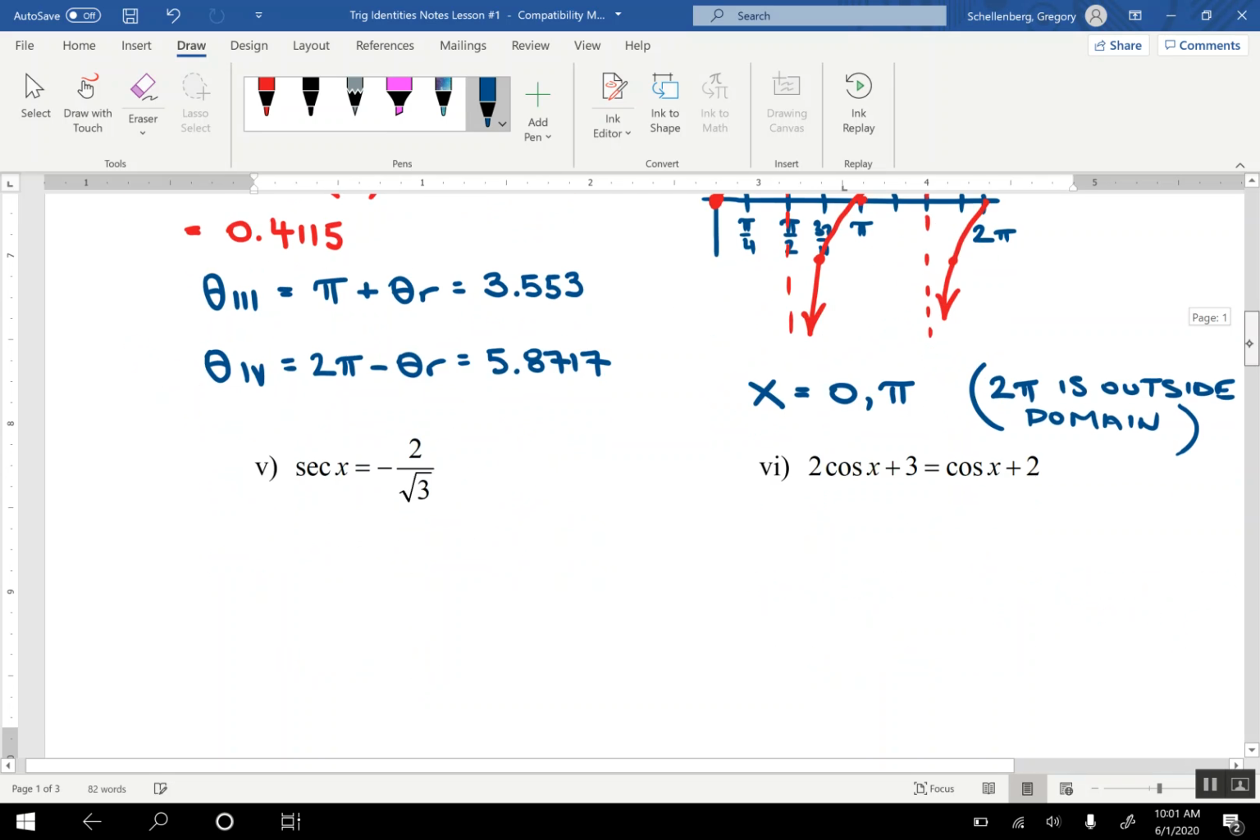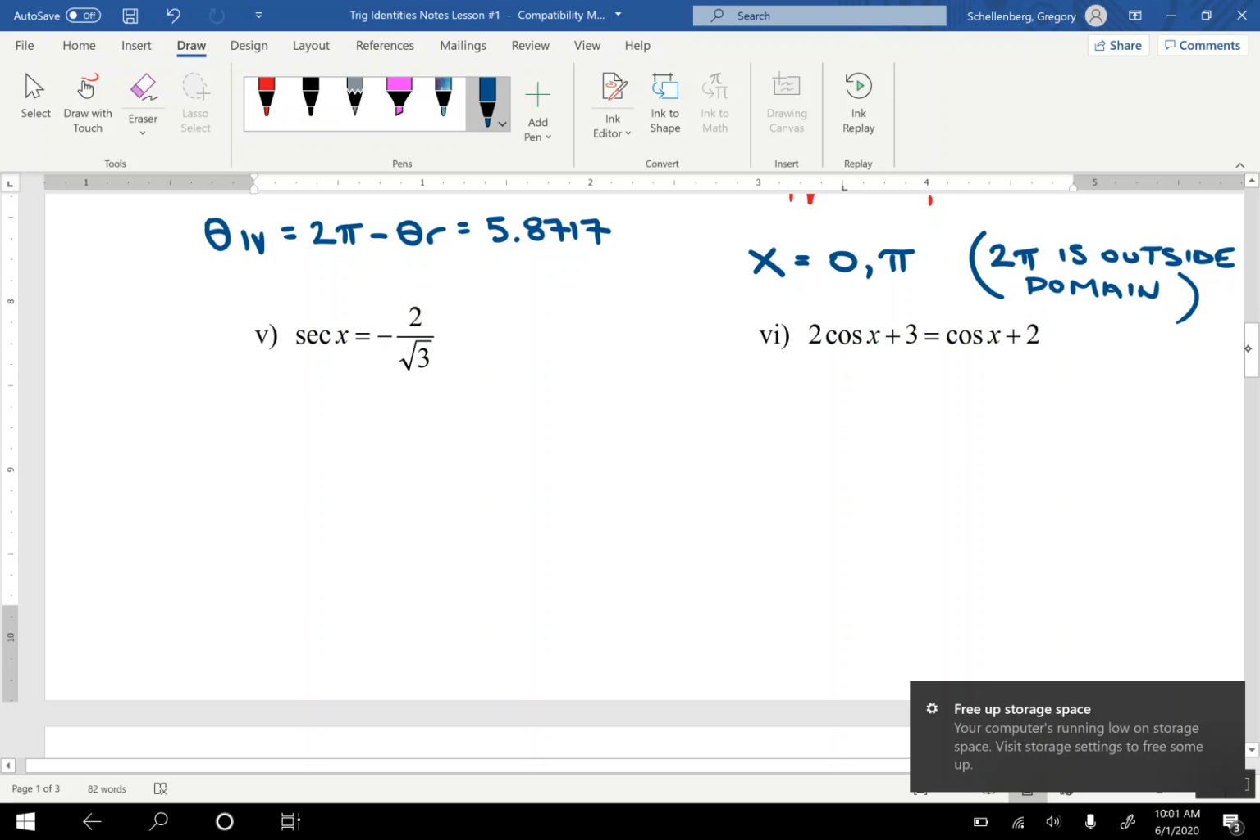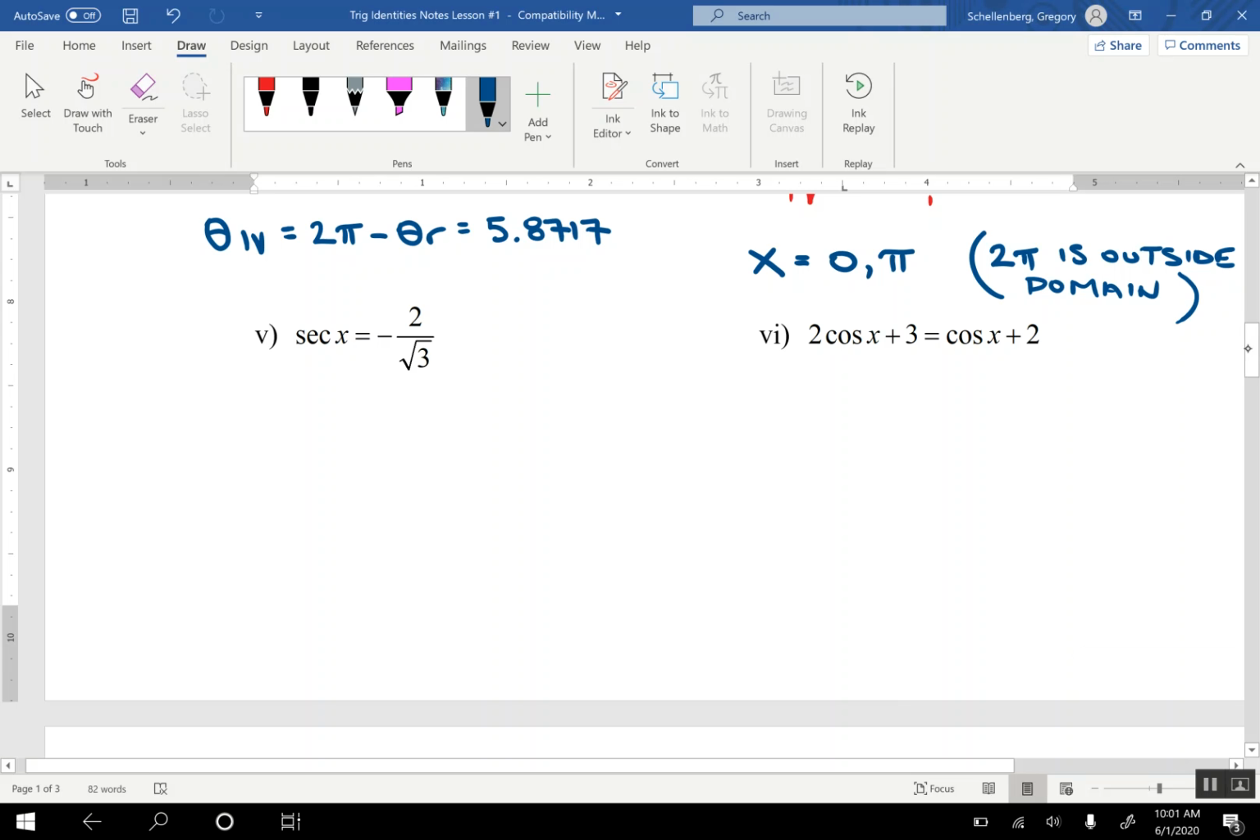Okay, next one. So we've got the secant of x is equal to negative 2 over the square root of 3. So remember that secant is cosine's reciprocal. So cosine is equal to the adjacent divided by the hypotenuse. So this is going to be equal to the hypotenuse divided by the adjacent. Okay, now cosine is positive in quadrants 1 and 4. So secant is also going to be positive in quadrants 1 and 4, and therefore it's going to be negative in quadrants 2 and 3.